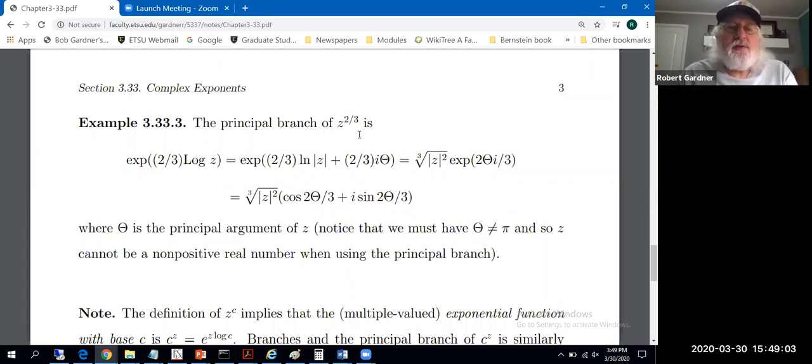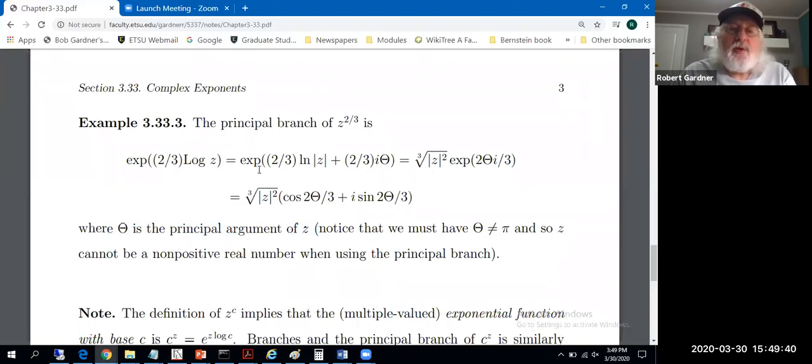Principal branch is z to the 2/3. We'd take the exponential function. Here's the exponent 2/3. We'd take the principal branch of the logarithm, the base here is z, which would produce this. You know how to express this principal branch of the logarithm. It's the natural log of the modulus plus i times the principal argument of that input. So let capital Theta represent the principal argument of z.